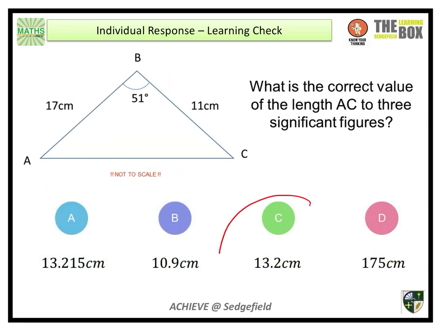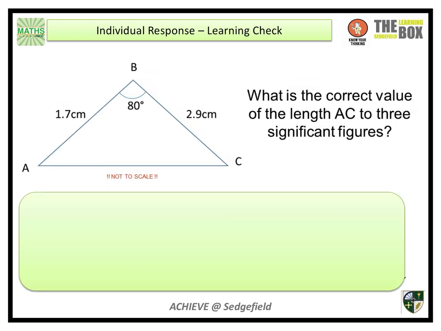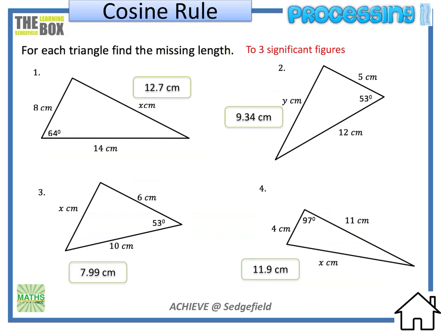Okay, I think you should find that this is the correct answer. This is also actually the correct answer, but not to the right level of accuracy. So 13.2 centimeters to 3 significant figures. This was 3 decimal places. Okay, let's skip this one, it's very much the same. Stop your video and have a go at these ones, and then I'll display the answers. Okay, here we go. 12.7, 9.34, 7.99 and 11.9.